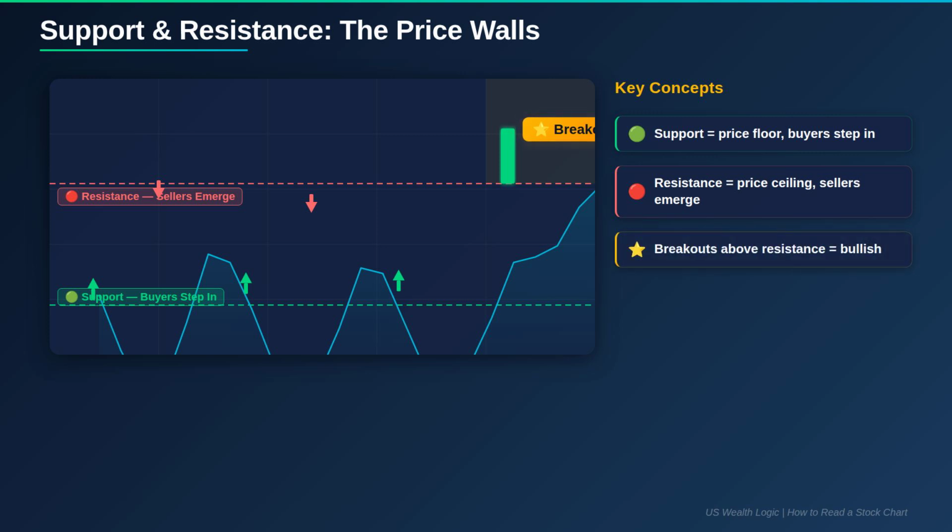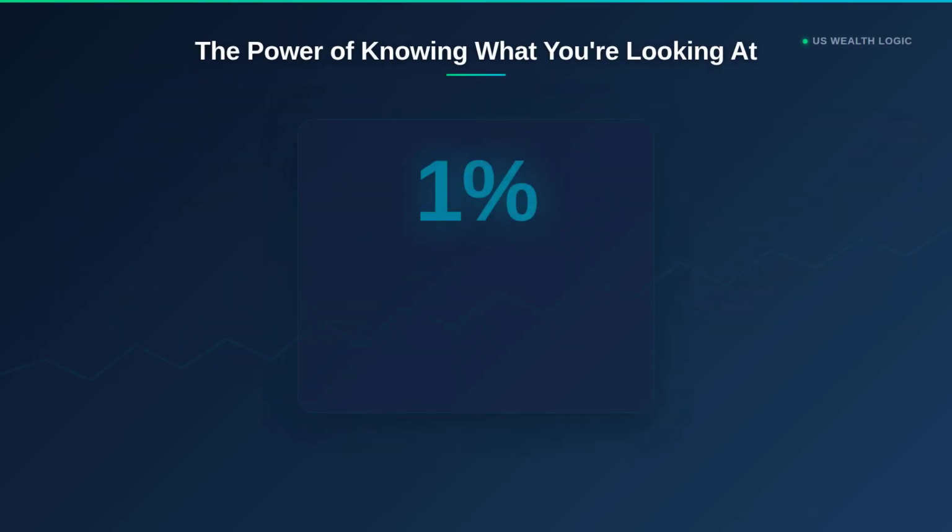When Maya looked at a chart of a company she was researching, she noticed the stock had bounced off the same price 3 times over 6 months. That was support. And she noticed it kept hitting the same upper price and pulling back. That was resistance. When a stock finally breaks through resistance on high volume, that often signals the start of a new move higher. These zones are one of the most practical tools any investor can use.